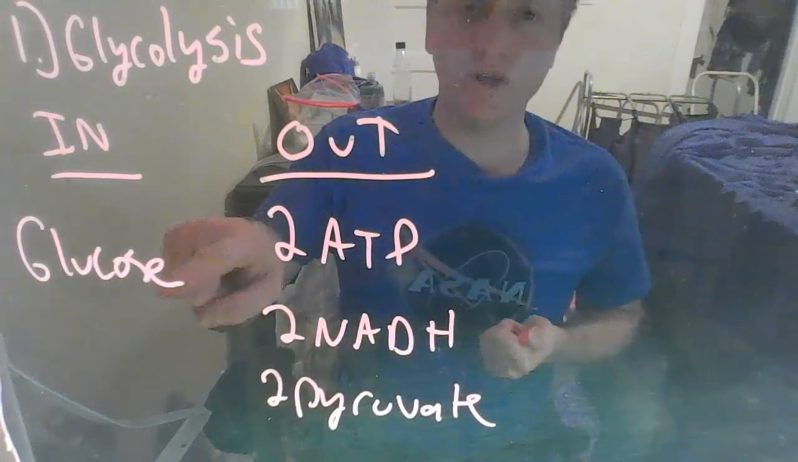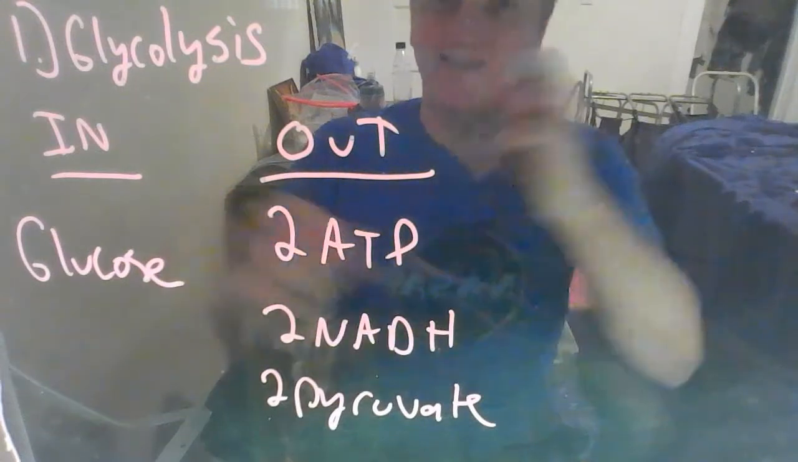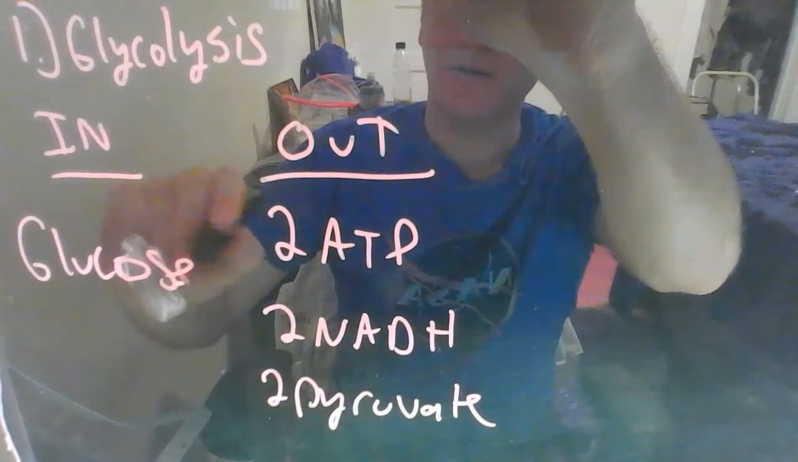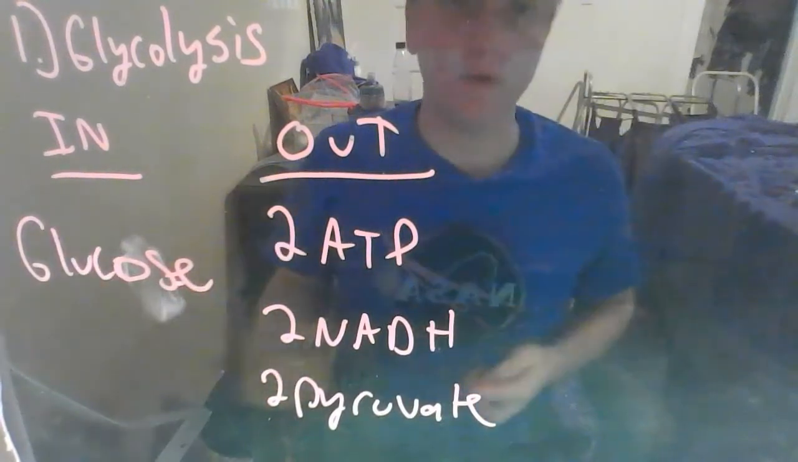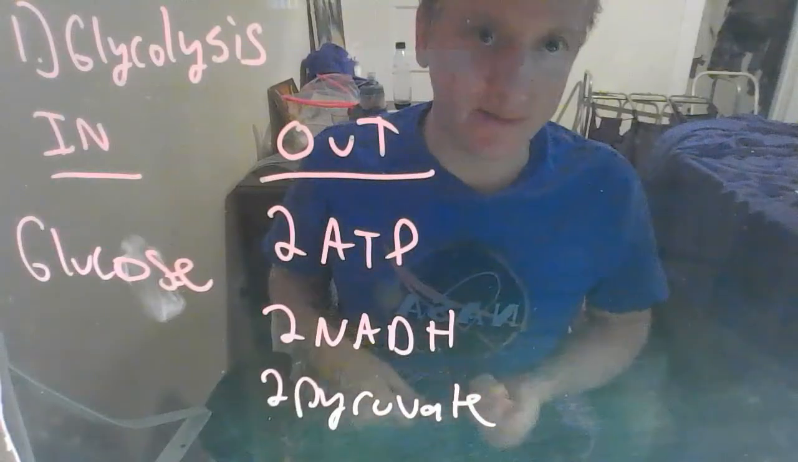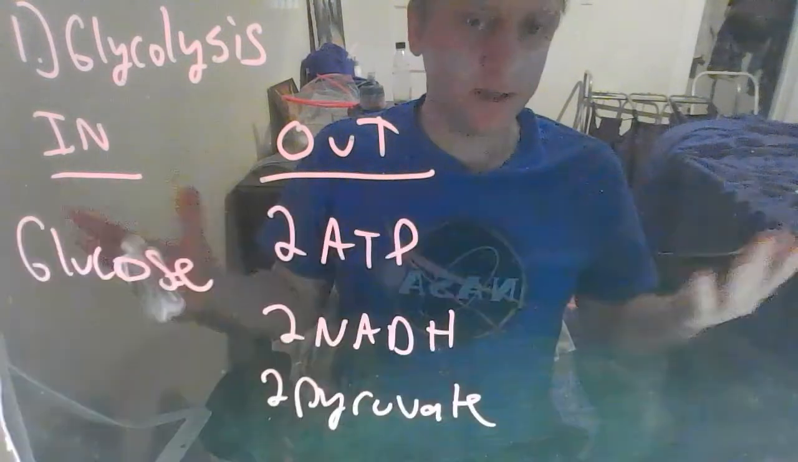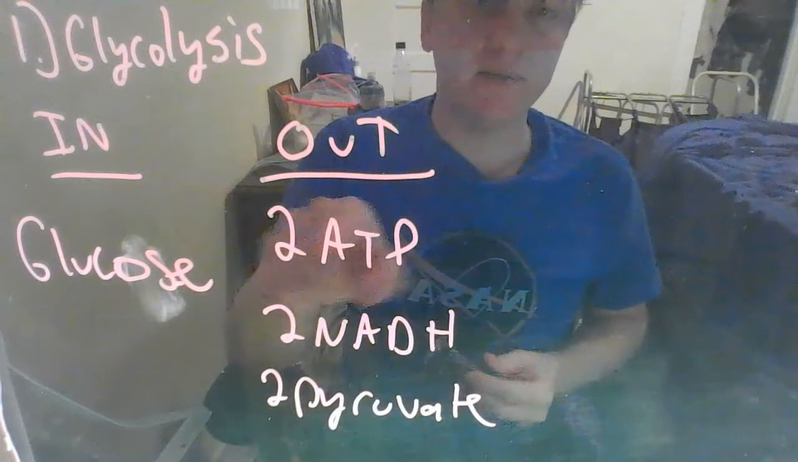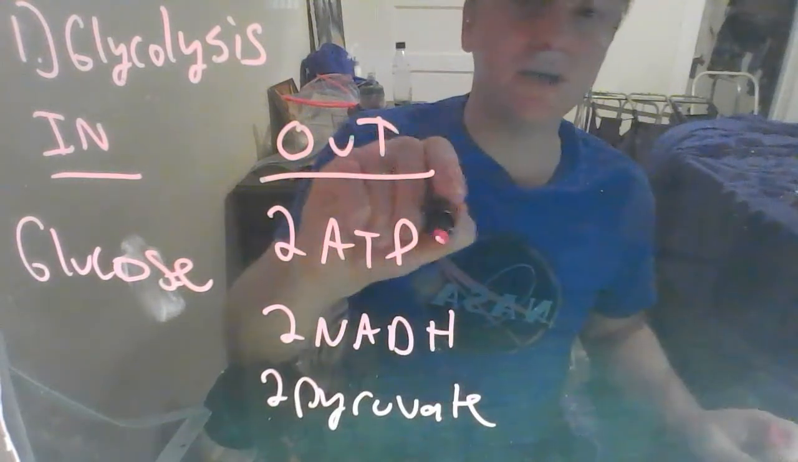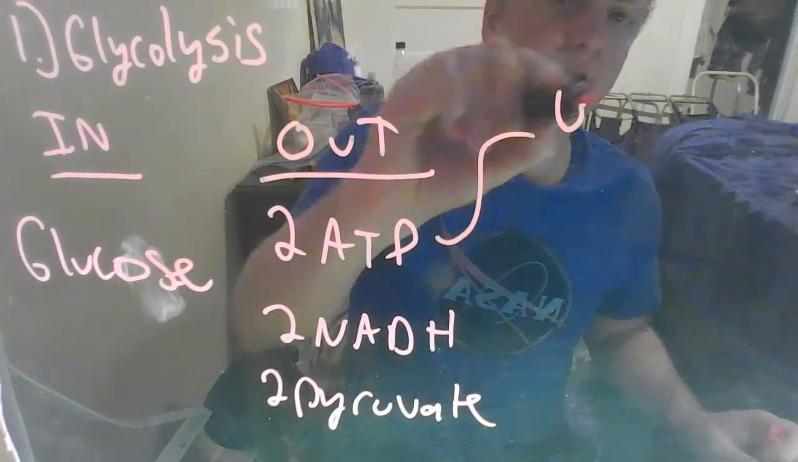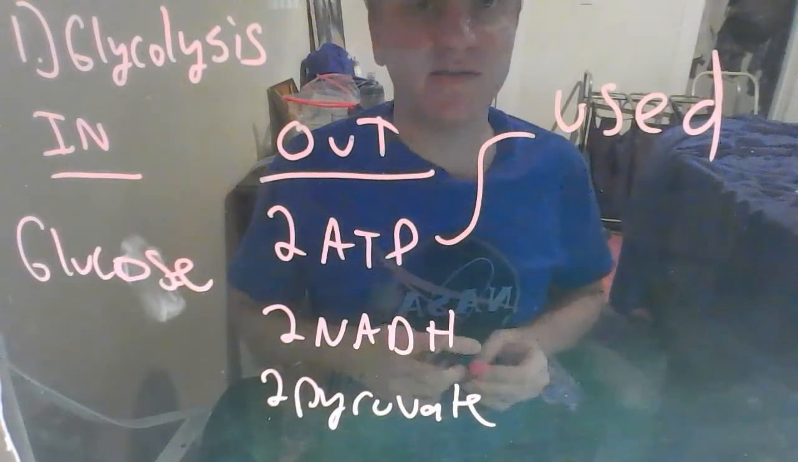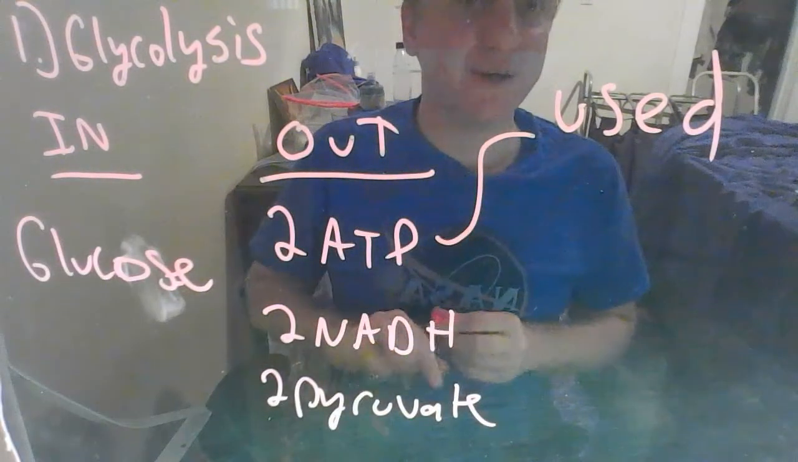Glycolysis, you can think of this as what are you bringing in? That says glucose, by the way. You're bringing in glucose. Where did you get the glucose from? You ate it. Your body absorbed it. And what are you getting out from this process? You're getting some ATP. Where is that ATP going to go? It's just going to be used. It's already in a form that your cell can use to do stuff. And so you're just going to use that ATP.